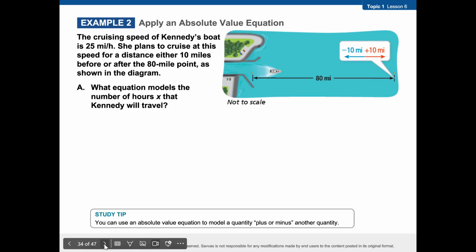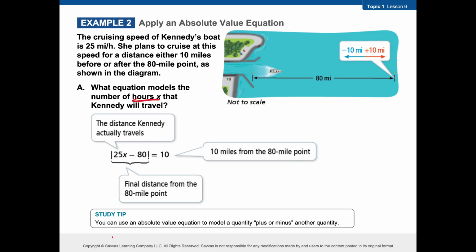Word problems with absolute value. The cruising speed of Kennedy's boat is 25 miles per hour. She plans to cruise at this speed for a distance either 10 miles before or after the 80-mile point, as shown in the diagram. So she's going to go 80, 10 past 80, or 10 below 80. What equation models the number of hours, x, that Kennedy will travel?